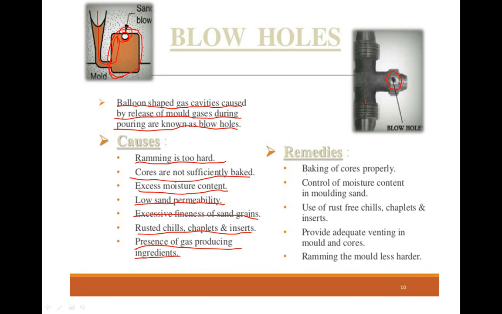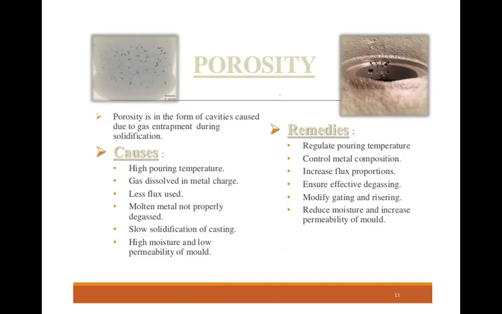So what are the remedies? Carry out proper baking of cores. Control the moisture content in the core sand and molding sand. Use rust-free chaplets, inserts and chills. Provide adequate venting so that the gases can escape from the molding sand. And ram the mold less hard. So these are the various remedies so that you can avoid blowholes in the casting.